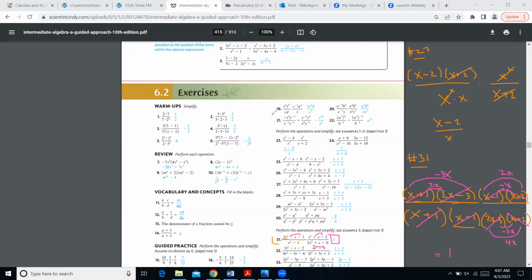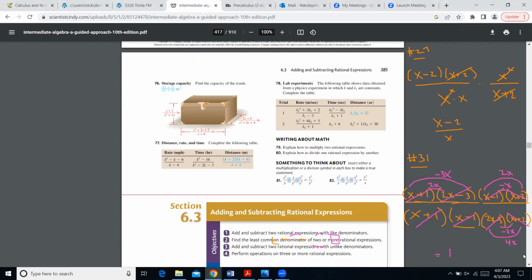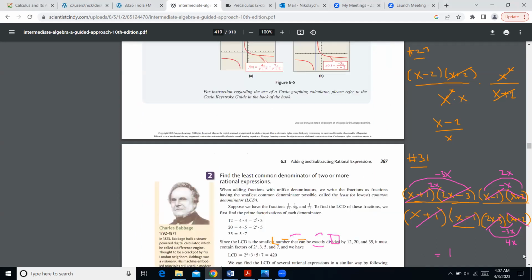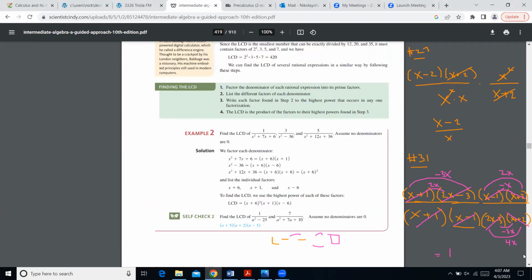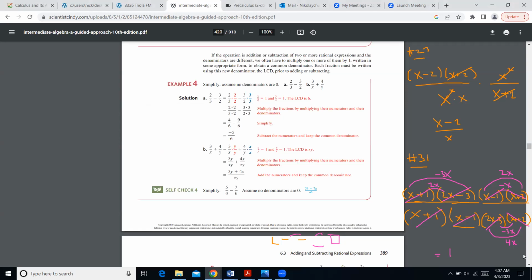So, factoring and canceling. My goal is to give you an idea of these exercises and then move on to the next section, which actually talks about finding the sums and differences of fractions. For example, if you look at example number 4, it's worked out.